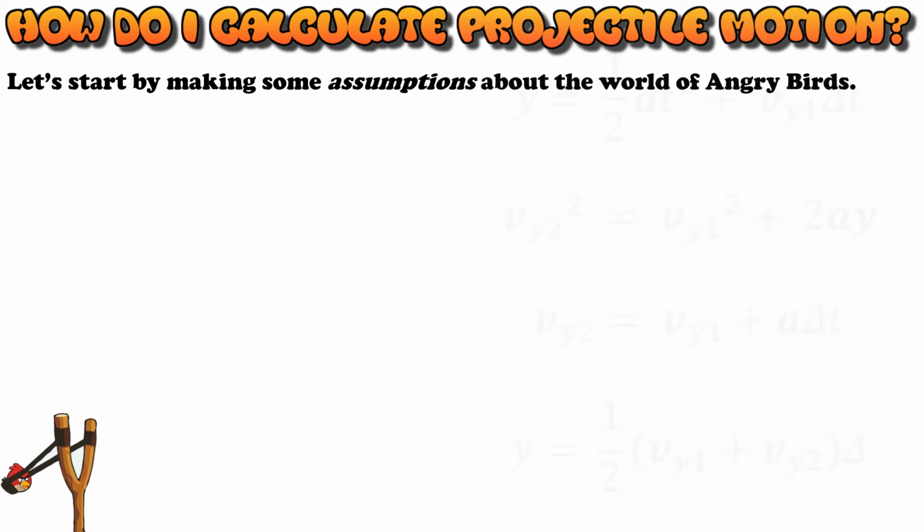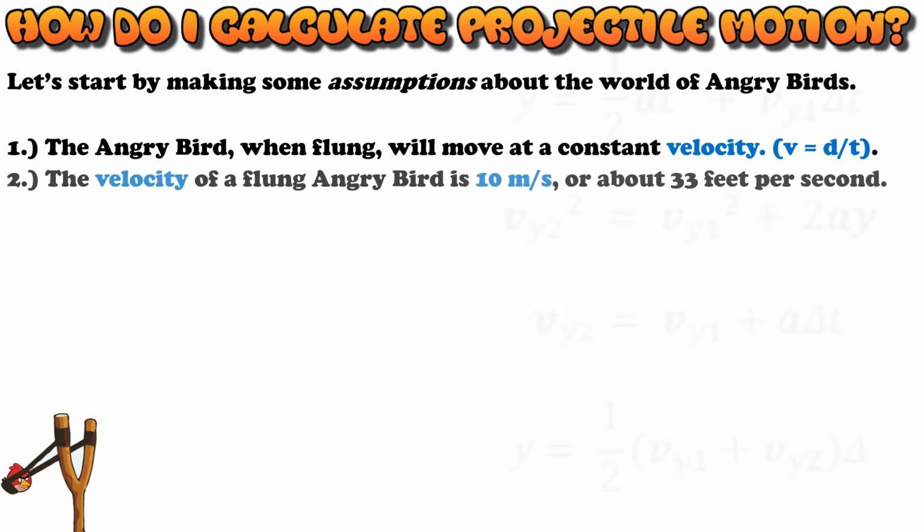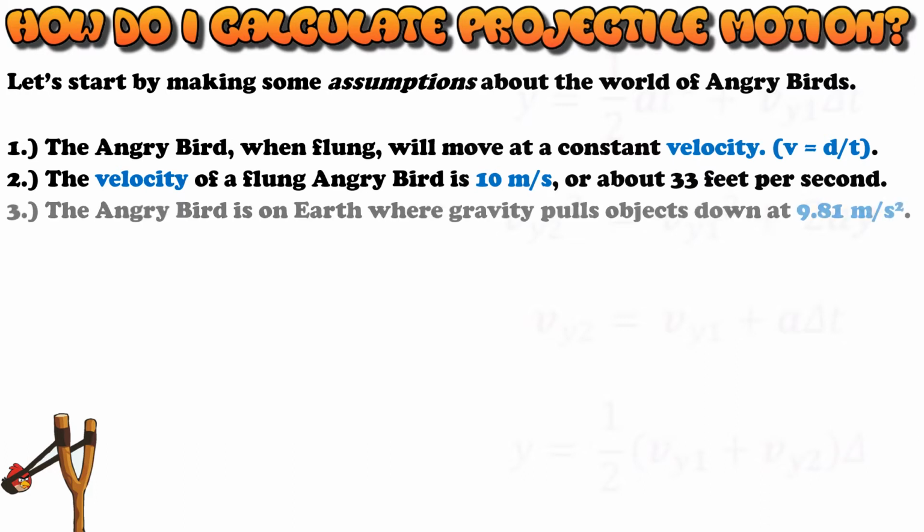Let's start by making some assumptions about the popular game Angry Birds. First, the Angry Bird, when flung, will move at a constant velocity. That's v equals d over t that we learned earlier. The velocity of a flung Angry Bird is 10 meters per second, or about 33 feet every second. It will travel 33 feet for every second it's in air.